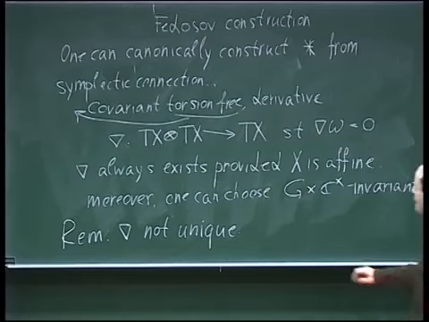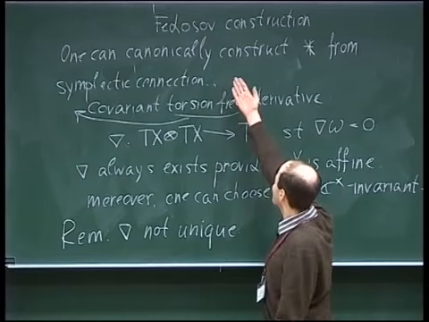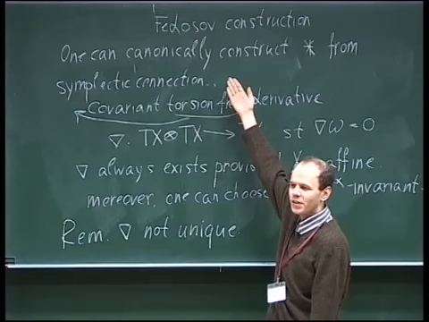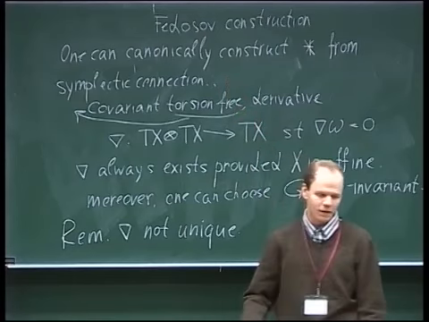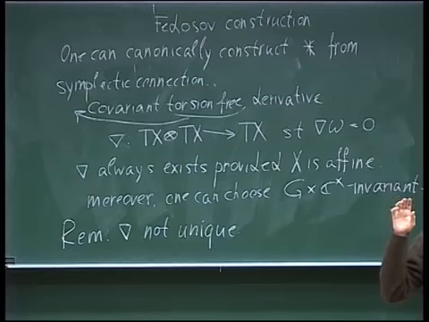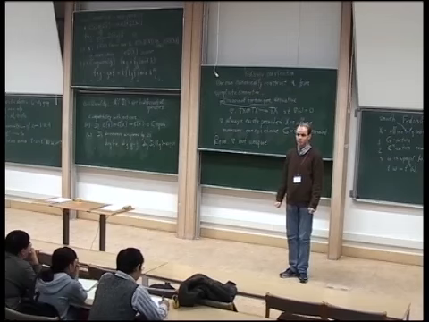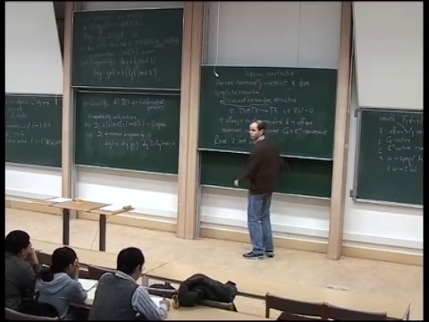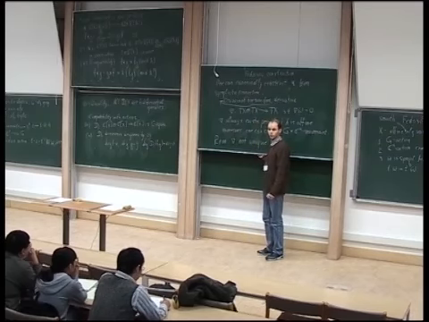But anyway, I don't want to say anything about the Fedosov construction. For me, it's just a black box. You plug your symplectic connection into this black box, and you extract your star product from it. And now I just want to consider some examples of this construction.